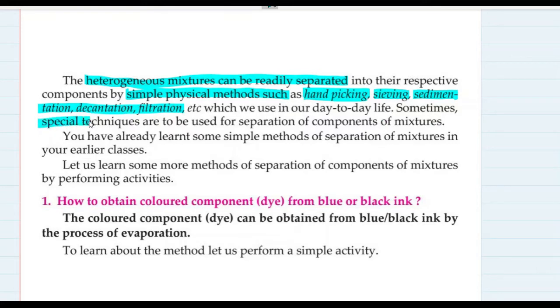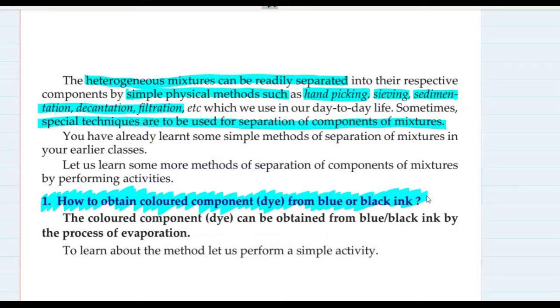Sometimes special techniques are to be used for separation of components of mixtures. You've already learned some simple methods of separation of mixtures in your earlier classes. Okay, let us learn some more methods of separation of components of mixtures by performing some activities. Number one, how to obtain colored component or dye from blue or black ink.